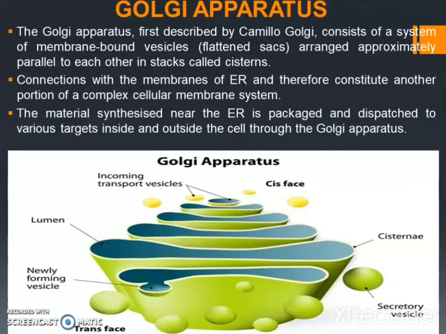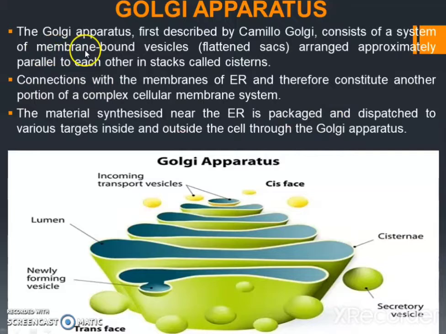And what is this Golgi Apparatus made up of? It consists of a system of membrane bound vesicles, right? And how are these vesicles? They are flattened sacs. Vesicles are normally empty spaced structures, right? So they can be round or they can be flattened, like in the Golgi apparatus. So the Golgi apparatus consists of a system of membrane bound vesicles.